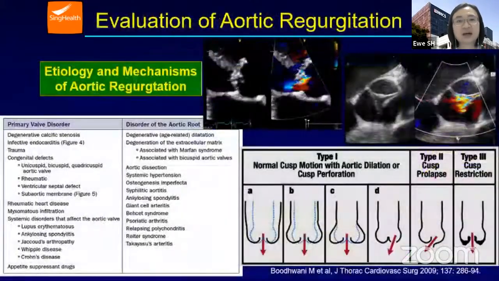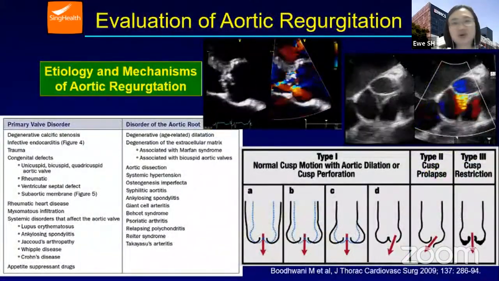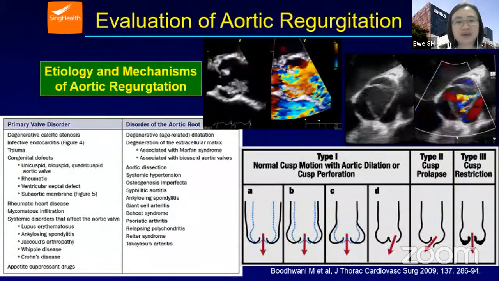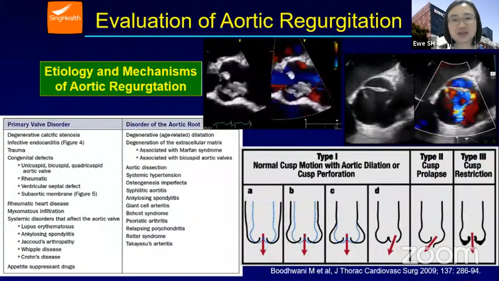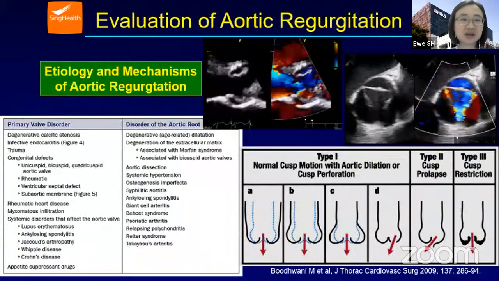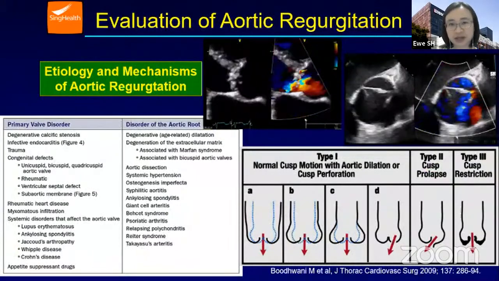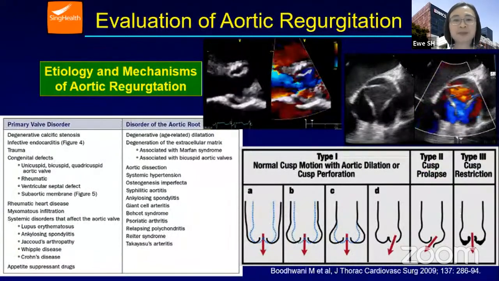With that, I would like to spend the next 5 minutes on the assessment of aortic regurgitation. I think Dr. B will talk more about it. Suffice to say, when we assess aortic regurgitation, we look at the etiology as well as the reasons or mechanism of aortic regurgitation.